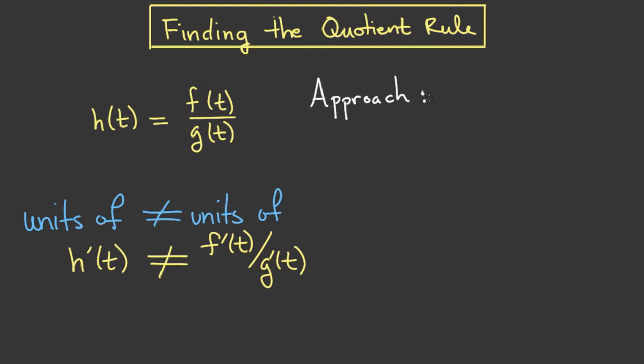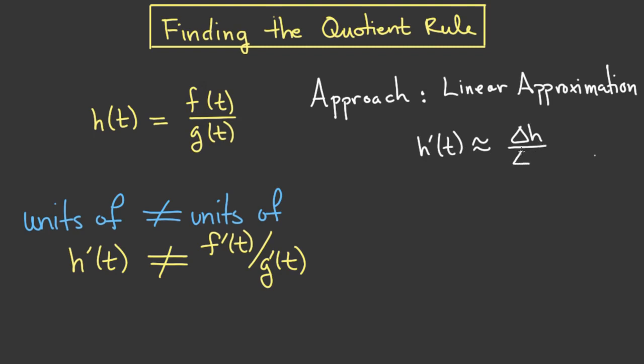The approach is to use a linear approximation. So what I'm going to do is I'm going to say, I know that h prime of t is very close to being the same thing as delta h over delta t when delta t is small. So that's the first step.